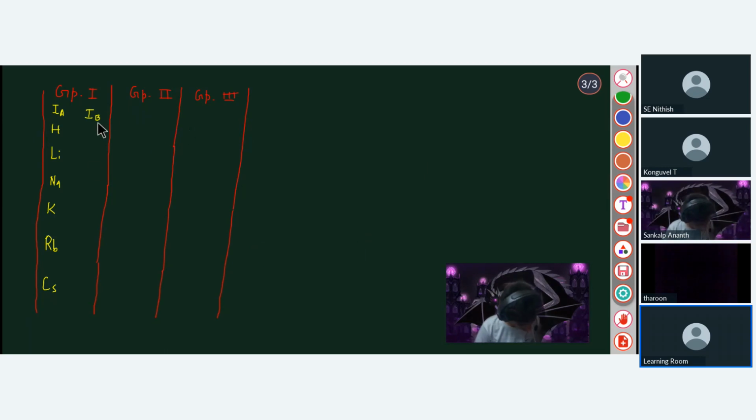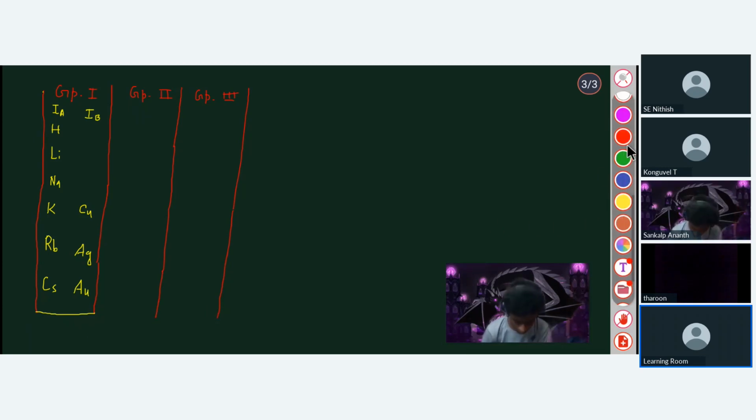Now, what were the elements in first B? Copper, silver, and gold. Sir, why is it very different? He just kept these different elements. Actually, he found that they form the same type of oxide. I will just tell you the formula of these. Not to worry.